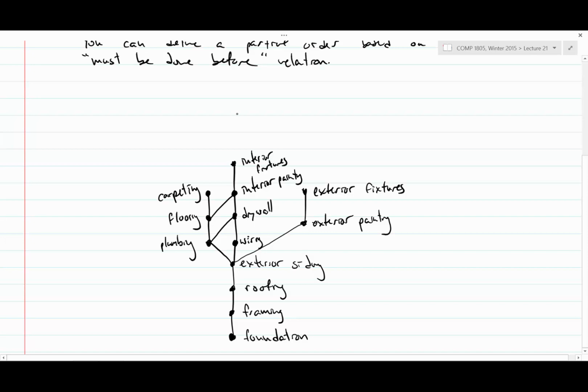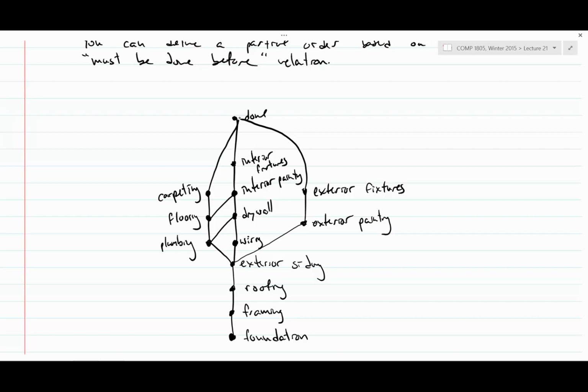And somehow, when all of these things are done, you're done. So that needs to happen, that needs to happen, and that needs to happen. So this is an oversimplification of how you might build a house. But this is the partial order for the relation "must be done before." All right, if you don't understand how a house is built, I certainly don't know all the details, but this seems reasonable, right?